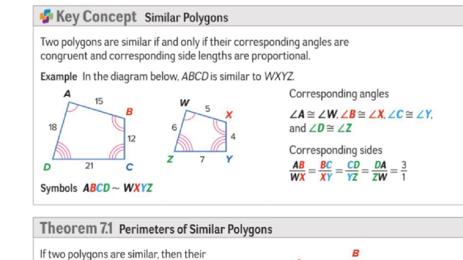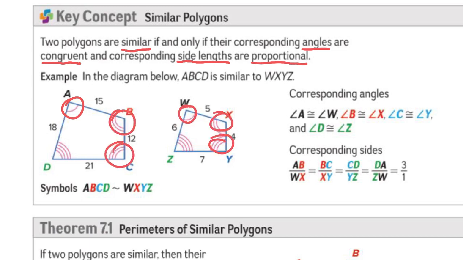All right, let's read this together. 2 polygons are similar if and only if their corresponding angles are congruent and their corresponding side lengths are proportional. Once again, we say the polygons are similar, their angles are congruent, and their side lengths are proportional. Okay, what do we mean when we say the angles are congruent? Look over here. You can clearly say A is congruent to W, B to X, C to Y, D to Z. So the angles are congruent.